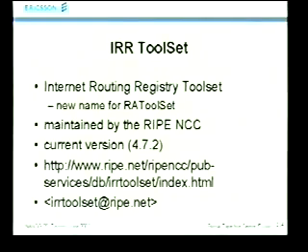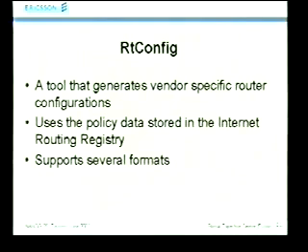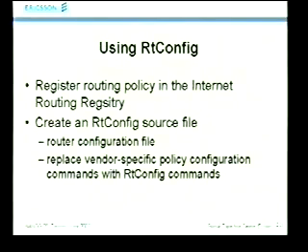One tool in this tool set generates vendor-specific router configurations. It uses the policy data stored in the Internet Routing Registry, and it supports several vendor formats. So, how do you use RT-config? Well, you register your policy in the Internet Routing Registry. You then create an RT-config source file. What does that mean? You basically take a copy of your router configuration file and you replace vendor-specific policy configuration commands with RT-config commands.